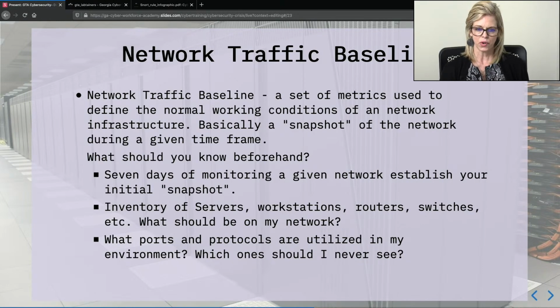So you want to take that a step further in establishing your traffic baseline and define what ports and protocols are used in your environment. What do you never want to see? We could talk about this for a very long time, but just a brief, succinct list here is, well, you probably don't want to see any peer-to-peer software, because peer-to-peer software, unless specifically approved for your organization, is going to create a huge vulnerability. It has the ability to bypass firewalls and traffic inspection because it creates those end-to-end connections.